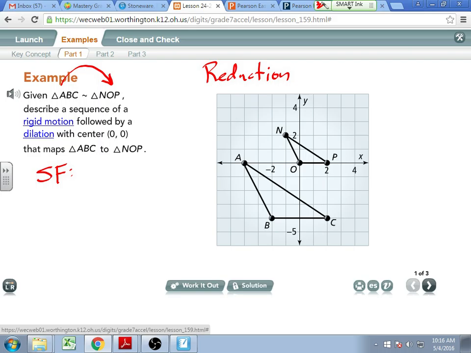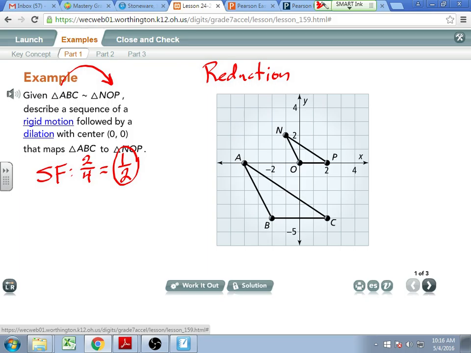What sides would be good to compare to find my scale factor? Jackson? B to C and O to P. BC to OP, because they're both horizontal, the lengths are easy to compare. I have a length of 4 to a length of 2, so I set up my new over my old, and I get a scale factor of 1/2. But we have to figure out where we are dilating from, and then what other movement takes me to my new image.